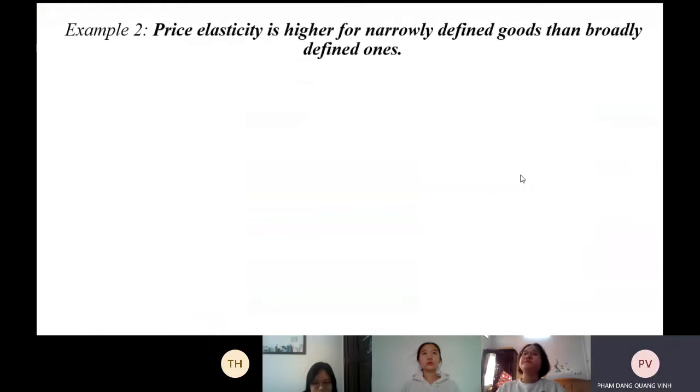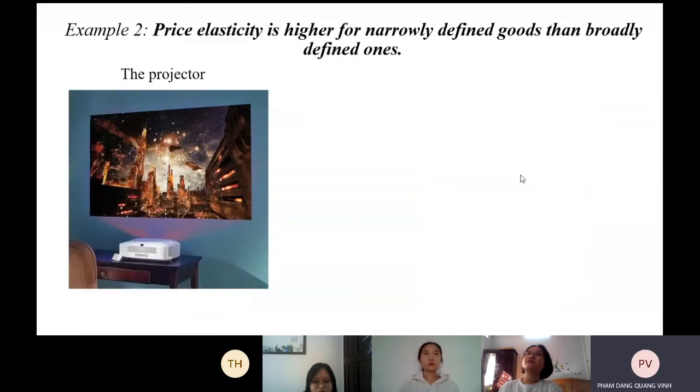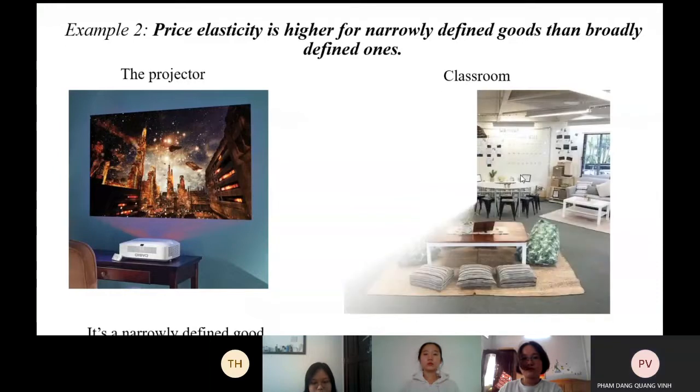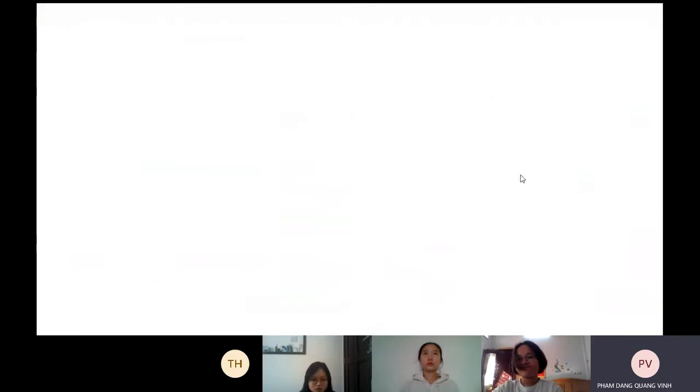Next, price elasticity is higher for narrowly defined goods than broadly defined ones. The second one is about specific things with their own limitations, and the things have lots of quantities. Even though the projector is narrowly defined, it has substitute products, so it has various kinds of products. In contrast, the classroom will not have substitutes as a broadly defined good.